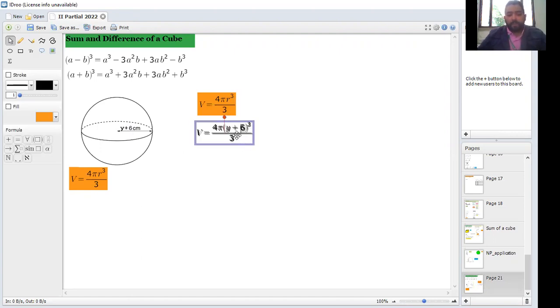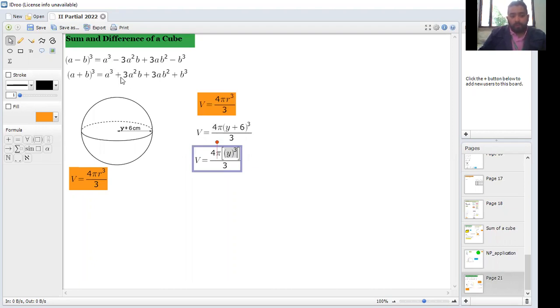As a next step, you need to apply the formula for addition, in this case, addition of a cube. So you need to identify first what is A and what is B. In this case, our A is y and our B is positive 6. So you are going to replace y to the cube power, because remember it's a cube.